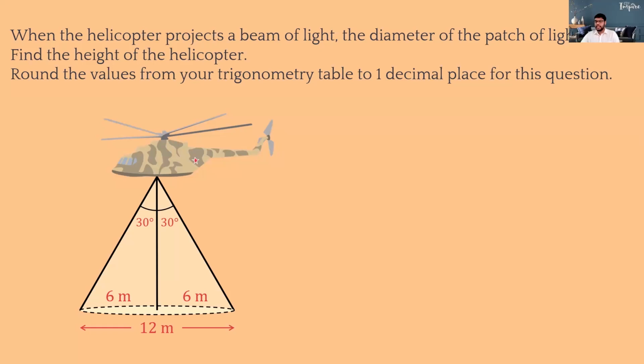Right. So children, as I was saying, when you're doing this, you will get a point where you have to do a division with a big decimal. That's why in this question I have said round the values from your trigonometry table to 1 decimal place. So when you get the value from your trigonometry table, round that off to 1 decimal place for this question. That is to make things easier.